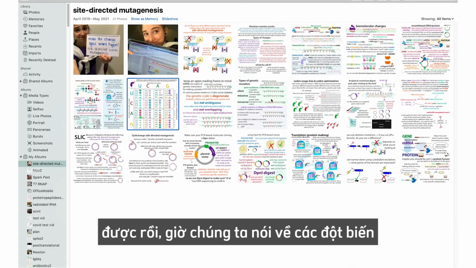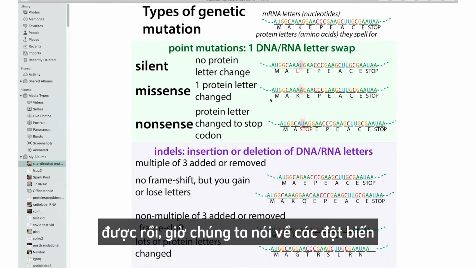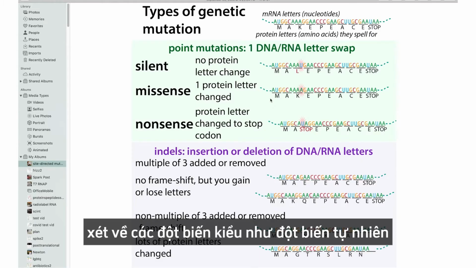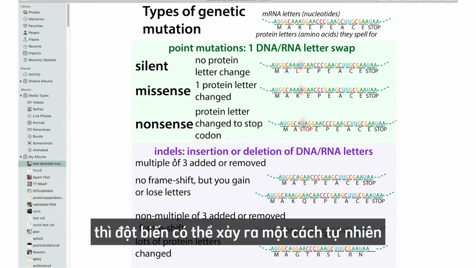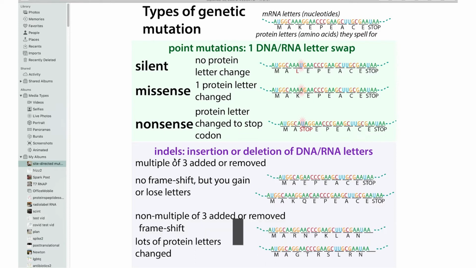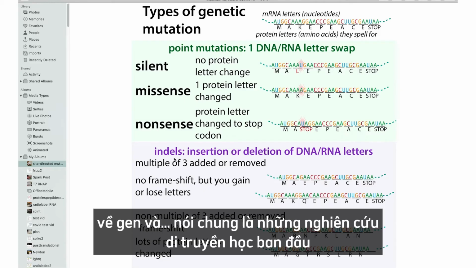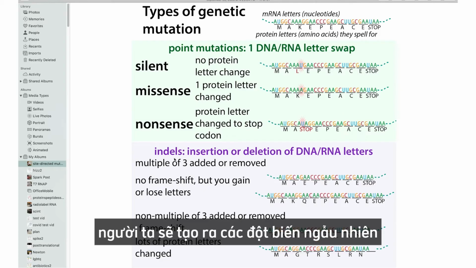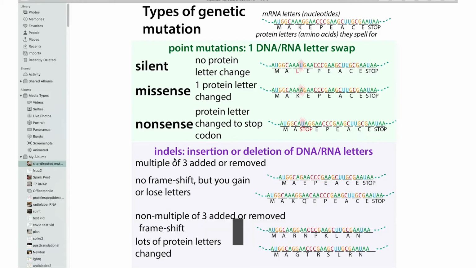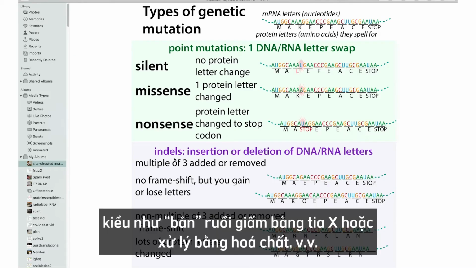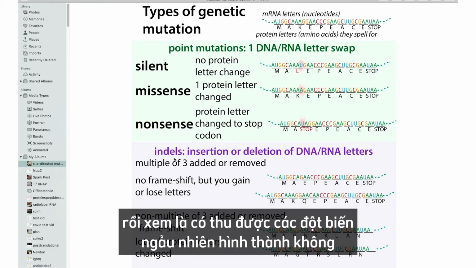Okay, so now we talk about mutations. Mutations can happen naturally, and actually a lot of the early studies on proteins, genes, and the original genetic studies made random mutations, like zapping flies with x-rays or chemicals and getting random mutations to form.